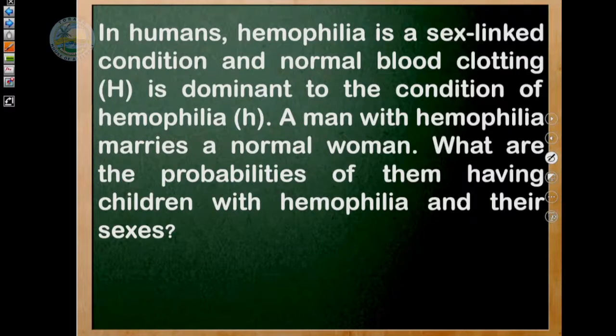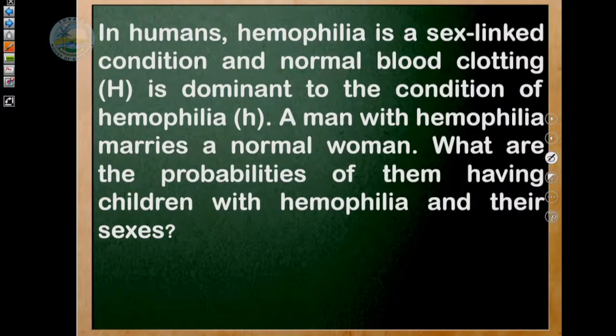In humans, hemophilia is a sex-linked condition, and normal blood clotting, capital H, is dominant to the condition of hemophilia, which we will give small h. A man with hemophilia marries a normal woman. What are the probabilities of them having children with hemophilia, and what would be their sexes?